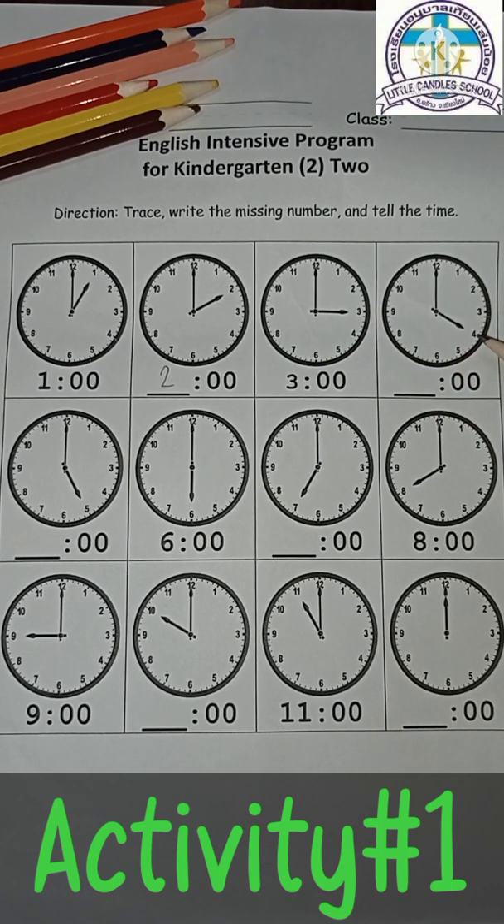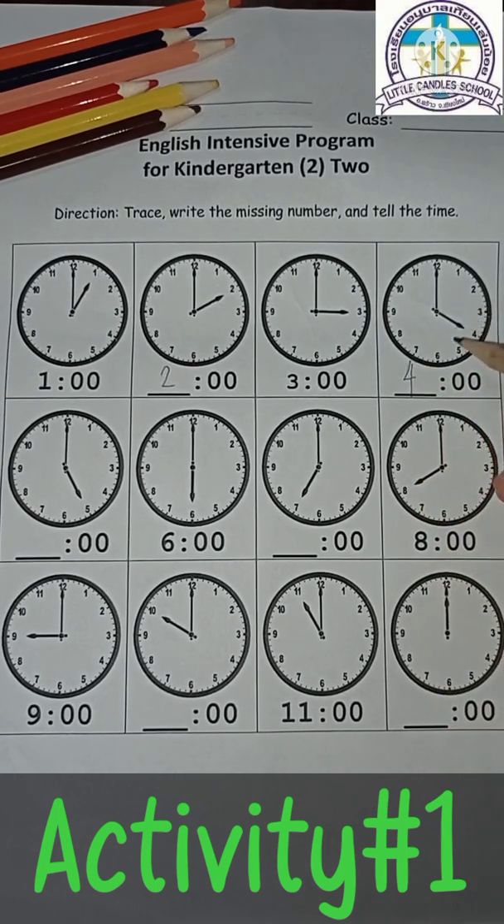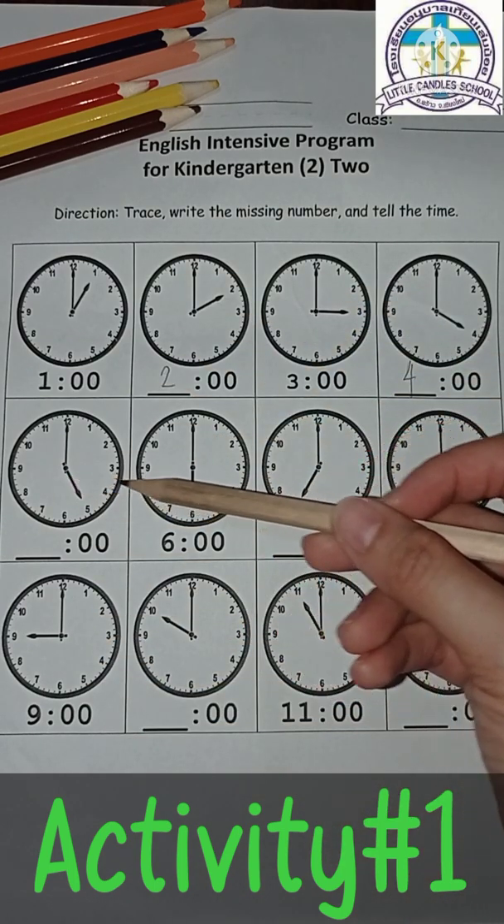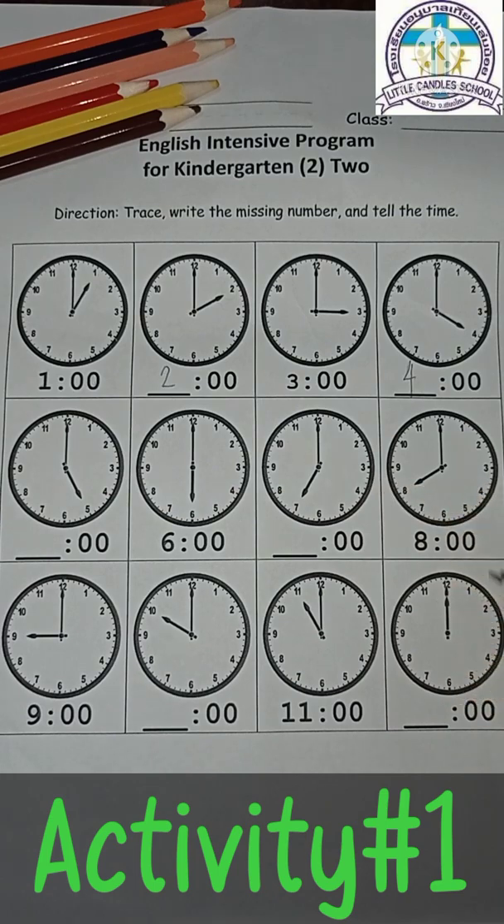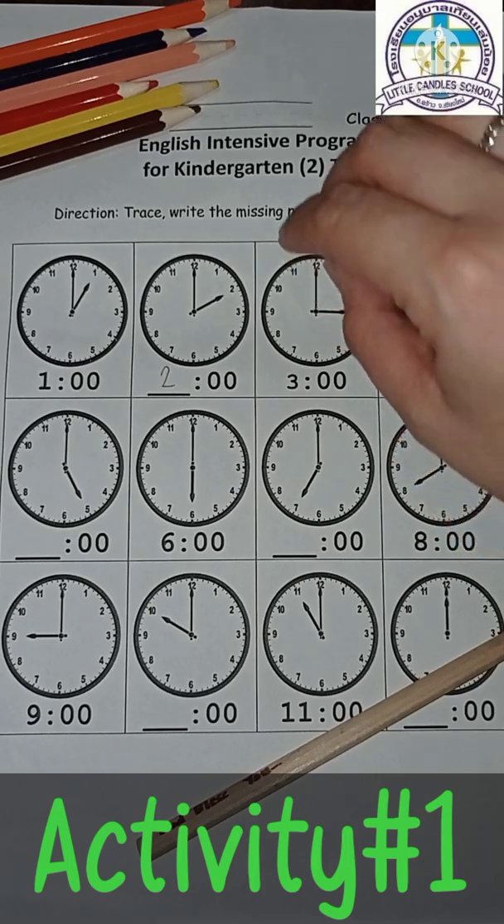The next one is, what is the missing number? You can see the short hand is pointing to number 4. So you will write 4. So that is 4 o'clock. Then you will do all the things from here going here. Okay? And after you finish writing, you can color.